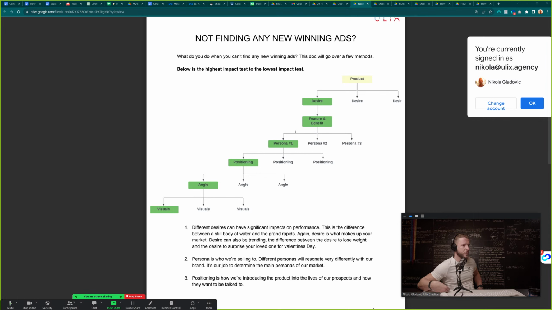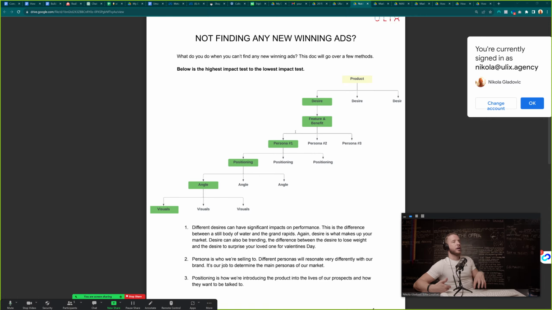Desire and persona are really intertwined, because to be able to understand what desires there are, you have to understand who you are talking to in order to build out these desires. And then you position and create an angle of an ad.